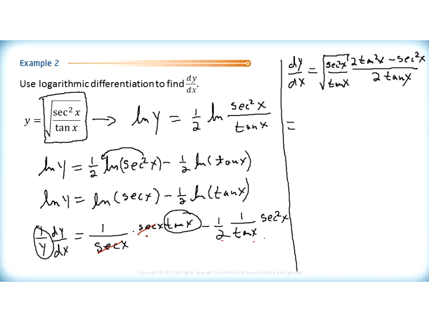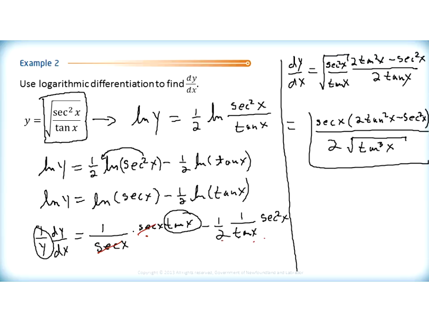So up in the numerator, I'm going to have a secant x outside of 2 tan squared minus secant squared. And then in the denominator, I'm going to have square root tan, which is tan to the power of 1/2. And so the 2 stays there, but I got to add 1/2 to a 1, so I get 3 over 2. So this is the square root of tan cubed x. And you say, that's simpler than doing it the other way? Trust me, it is.